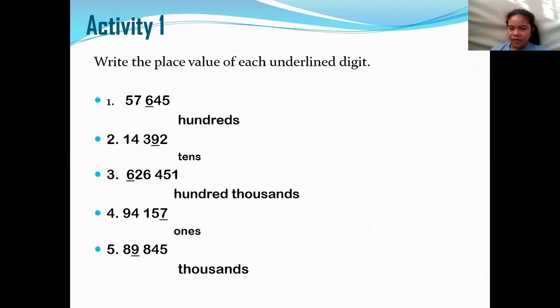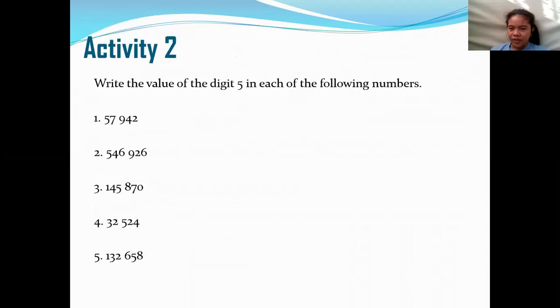Okay. Are you still following, grade 4? Next, we have now activity 2. Can you please help me read the instruction?